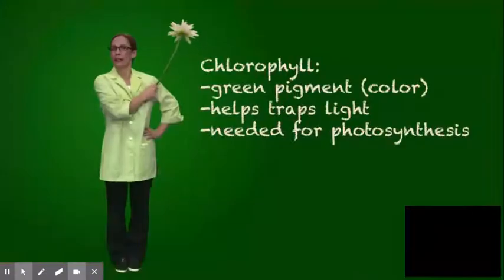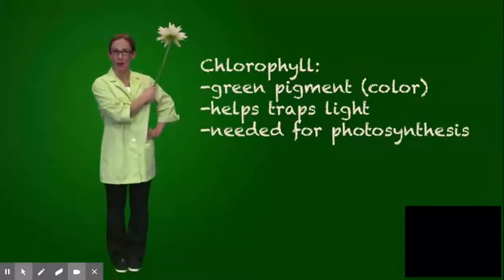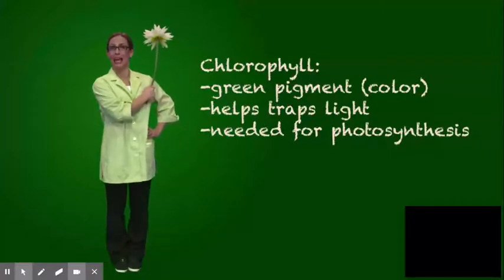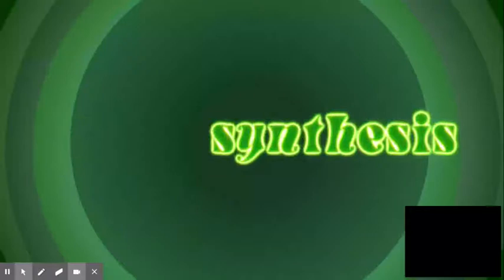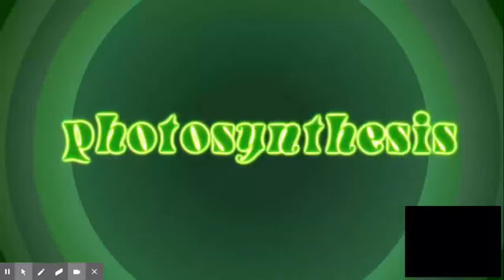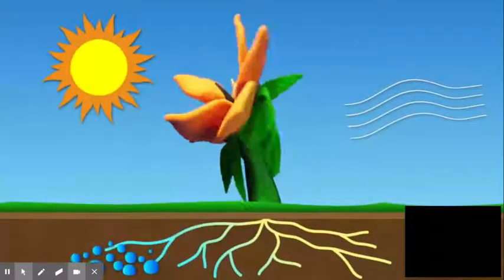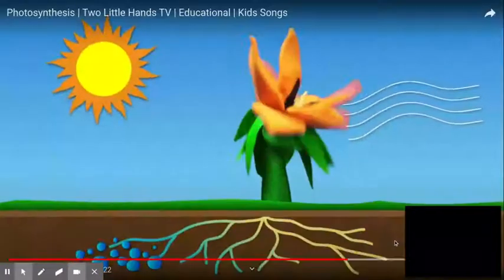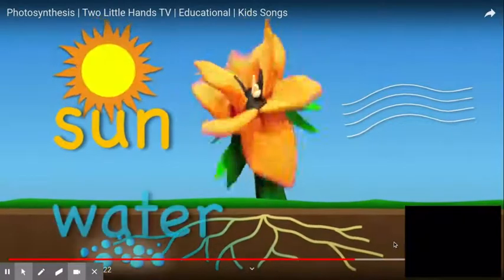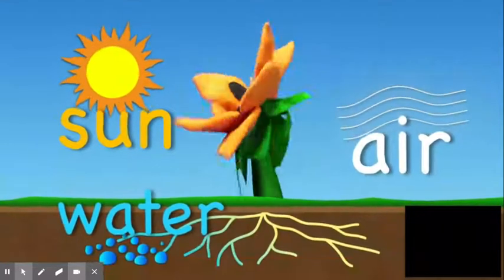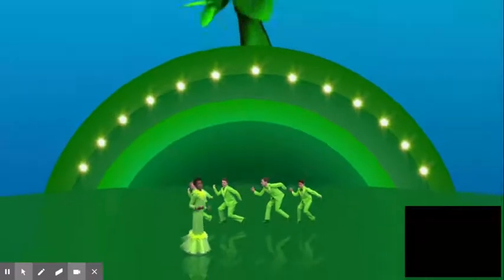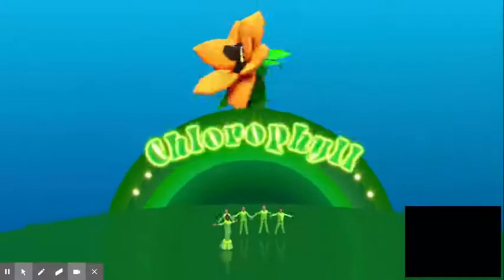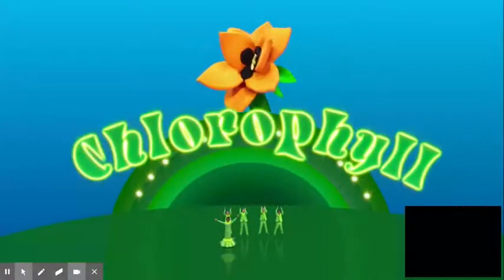Chlorophyll? Chlorophyll is the green pigment or color found in plants. It helps them trap light, and without it, there'd be no photosynthesis. Photosynthesis. Plants can make their very own food with sunlight, water, and air. So good. That's because all plants are filled with green stuff we call chlorophyll.